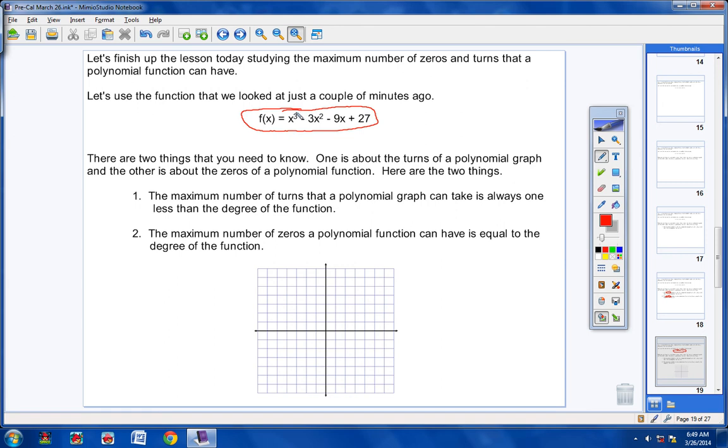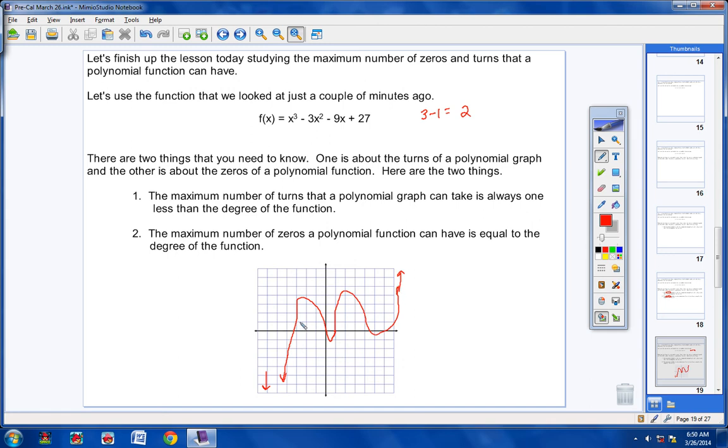So the degree of this function is 3. Go one less than 3, and you get 2. By the way, here's something else you know. Think about this for a second. You also know that the degree is odd, and you know the lead coefficient is positive, so you know it's going to be going down over here and up over here. So at the most, this graph could never do something like this. You know that for sure.